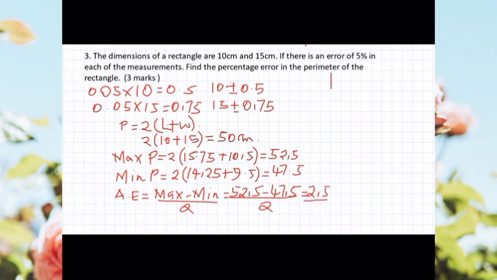So once we find out that our absolute error is 2.5, we can now proceed and find out what our relative error is and also our percentage error. So to get the relative error, we take the absolute 2.5 and then we divide by the actual 50, and then we multiply by 100% so that we obtain the percentage error. And so when we do this, we find out that our error is going to be 5%.